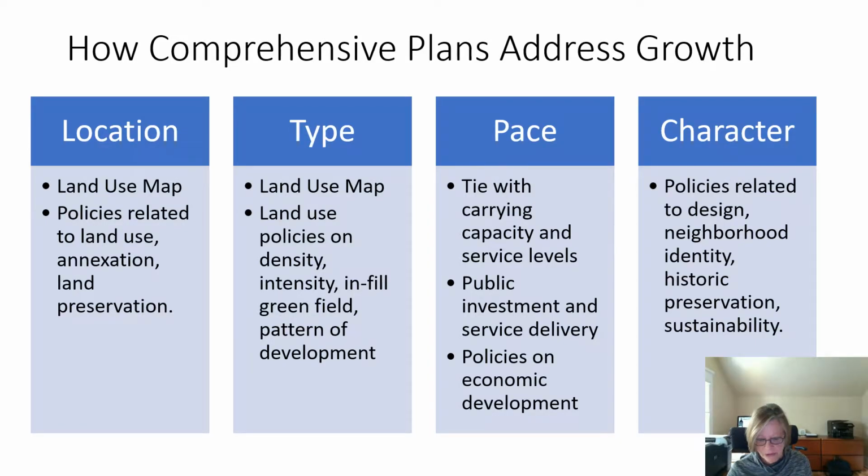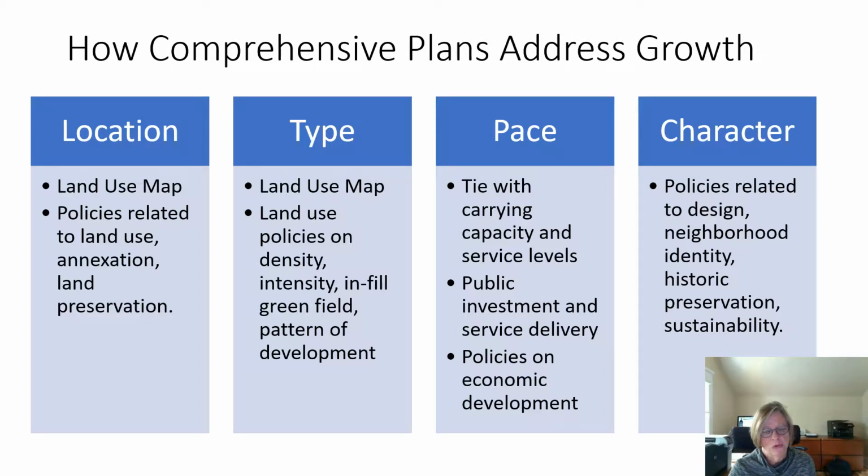Even without these growth management laws, like we have here in Idaho, most comprehensive plans address growth in a number of ways: locating future land uses, identifying the types of land uses, in some cases identifying the pace of growth, and also what the character of the growth will be in the future. They do that through land use maps, in the case of location and type, and then policies for location, policies related to different kinds of land use, annexation, and policies related to land that is to be preserved.